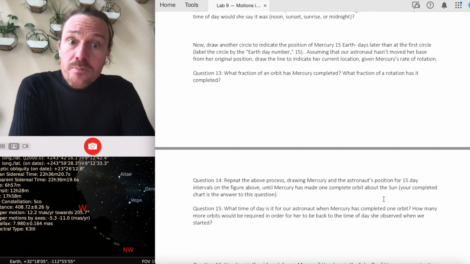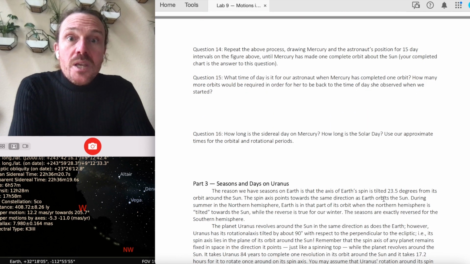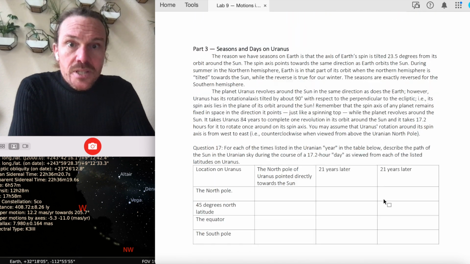Now, repeat the above process, drawing Mercury and the astronaut's position for 15-day intervals on the figure above, until Mercury has made one complete orbit around the sun. Your completed chart is the answer to this question. So, let's see.